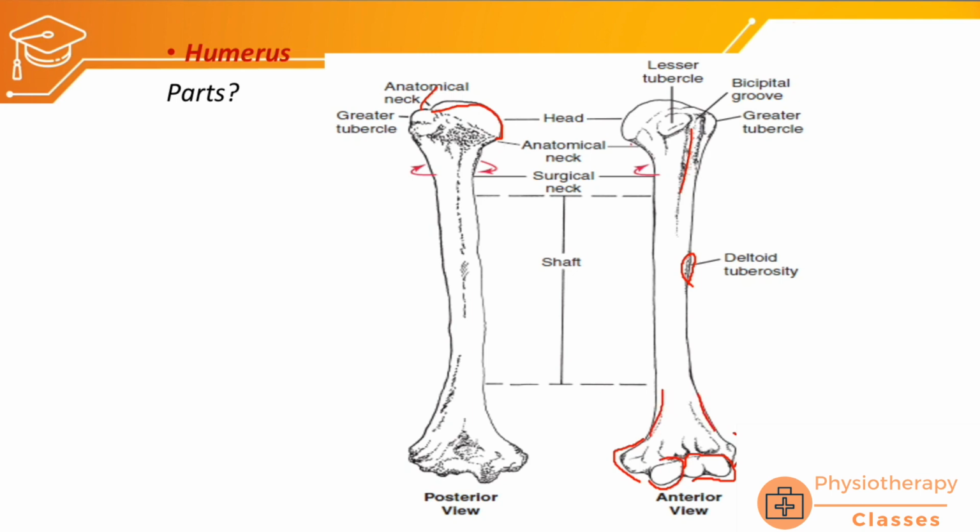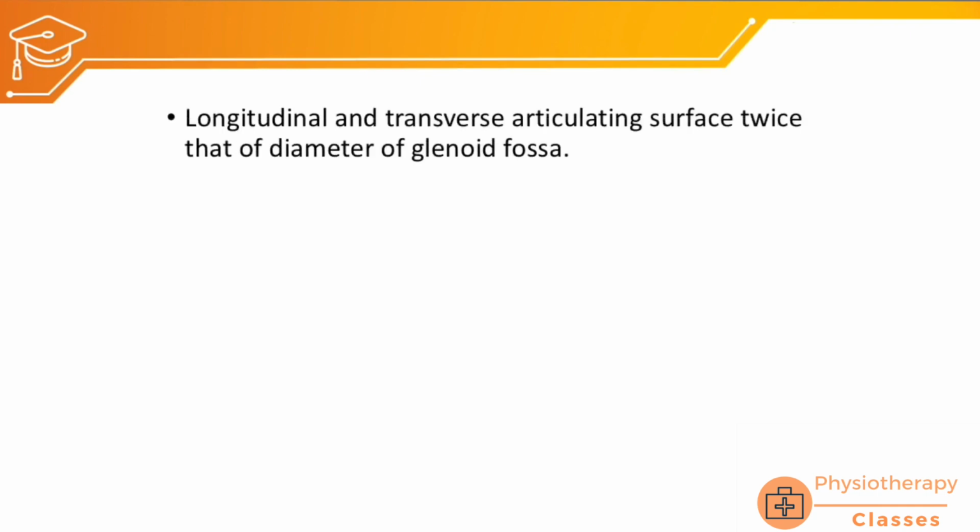So the head of the humerus articulates with the glenoid cavity, whereas the capitulum and trochlea inferiorly articulate with the radius and ulna. One more point we need to remember here is that the longitudinal and transverse articulating surface of the humeral head is twice that of the diameter of the glenoid fossa. The diameter of the humeral head is about 37 to 55 millimeters. So therefore it has a high chance of anterior, posterior and inferior dislocation. The head of the humerus is twice as large as the glenoid fossa to allow more mobility at the glenohumeral joint.